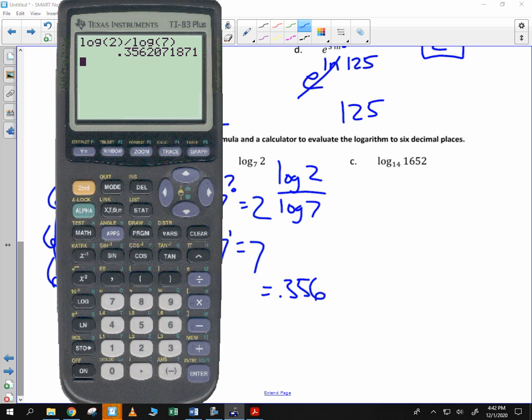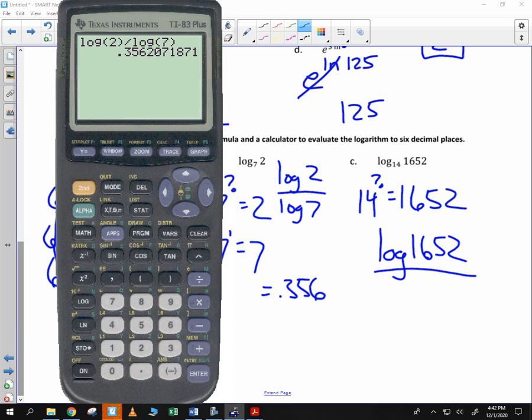And then the last one means 14 to what power is equal to 1,652. I have no idea. But what we do is we do the log of 1652 divided by the log of 14. And if you want to use natural log, you can. It doesn't matter, as long as you do the same thing. Natural log 1652 divided by the natural log of 14. And you can see that I get 2.808.